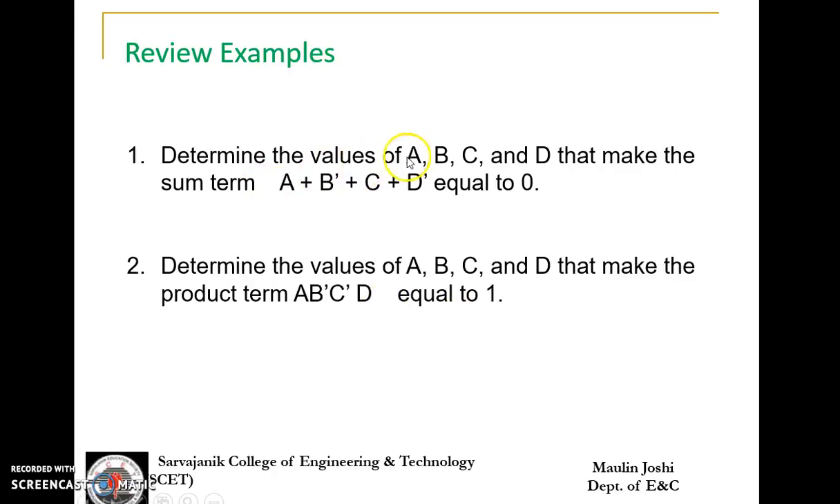Determine the values of A, B, C and D that make the sum A plus B dash plus C plus D dash equal to 0. So you need to select the values of A, B, C, D so that the answer becomes 0. Similarly, for the AND operation, determine the values of A, B, C, D that make the product term A, B dash, C dash, D equal to 1.